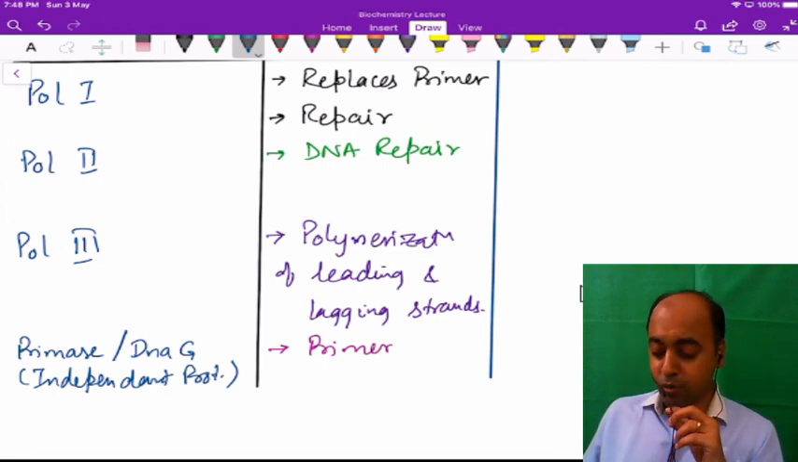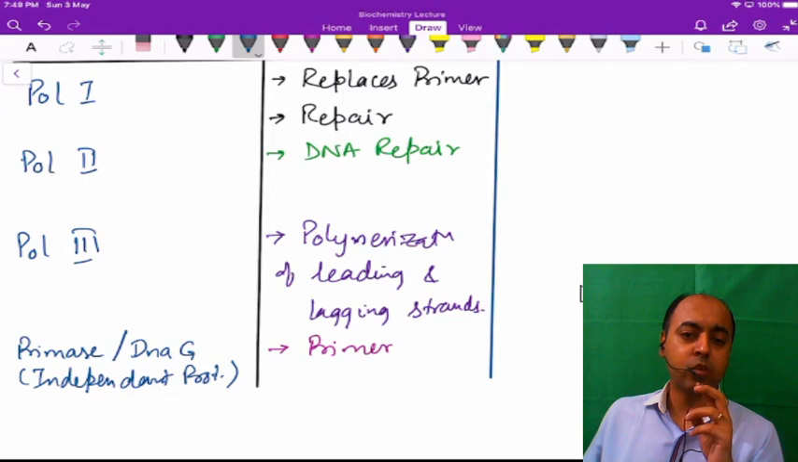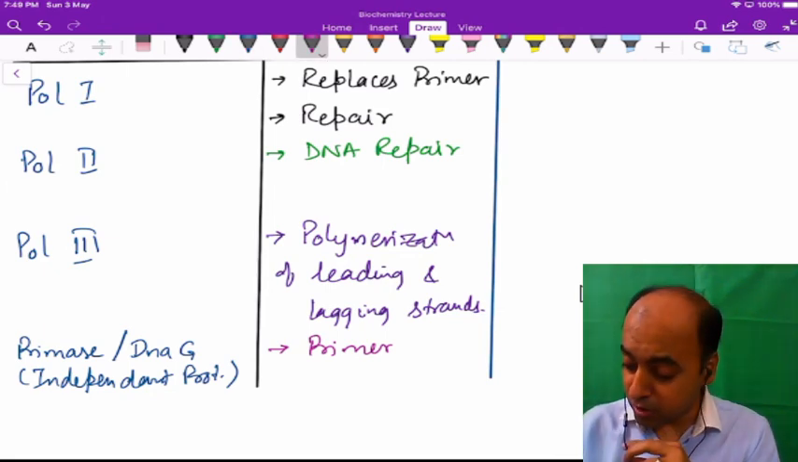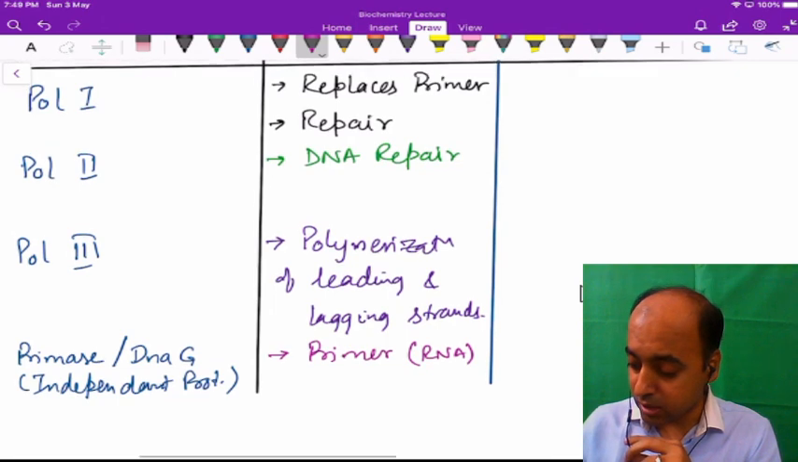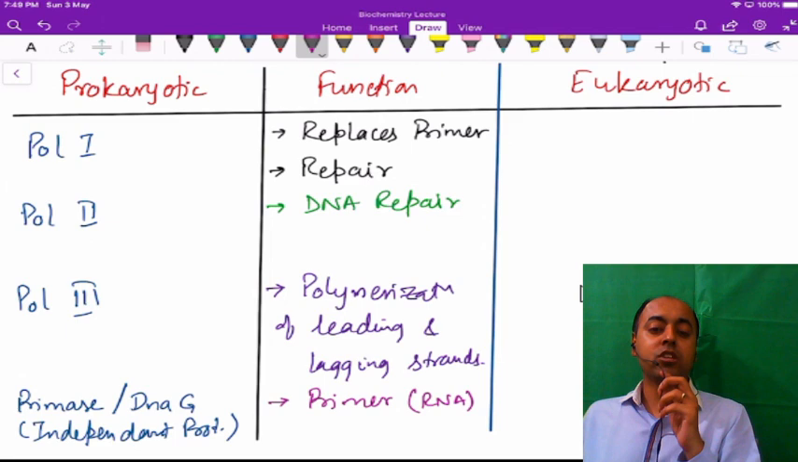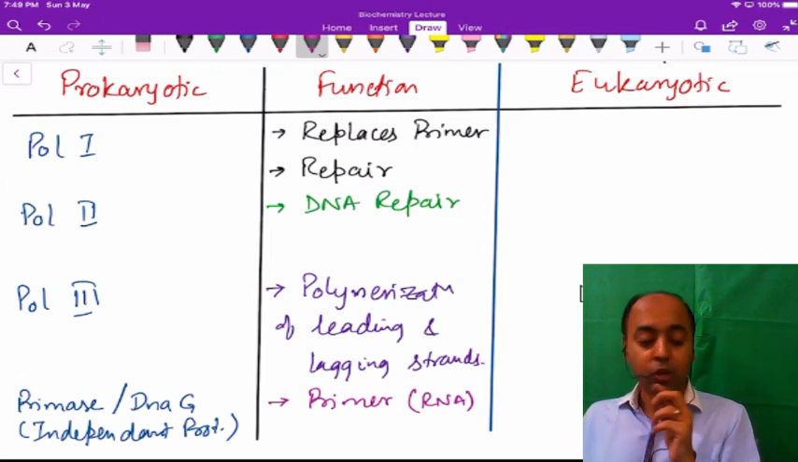In addition, we have the protein called primase, which is a protein called DNAG, and it is an independent protein which synthesizes the primer. The primer, if you recall, is RNA in nature. So these are the functions of the prokaryotic proteins involved in the polymerases involved in the replication.